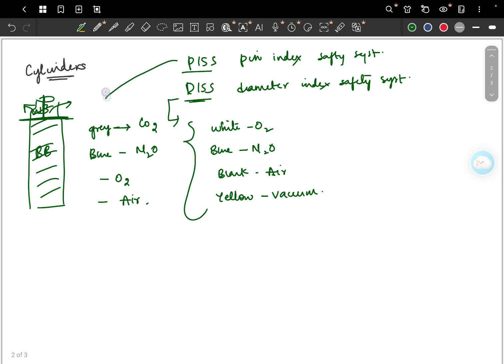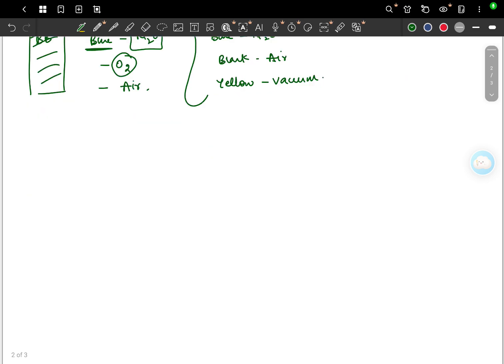Now these are the cylinder colors. Gray entirely is carbon dioxide, blue entirely is N2O. Then only the shoulder will be white, which is for oxygen, and this will be black, this will be gray, this will be for air. Now the pin will lock only if it is fitted with the correct cylinder.